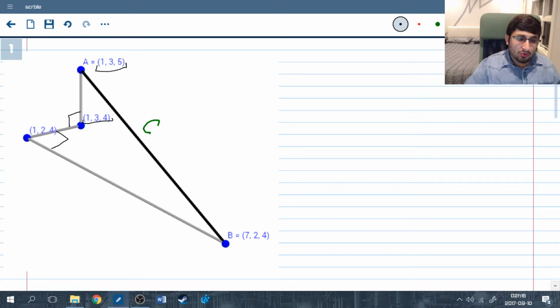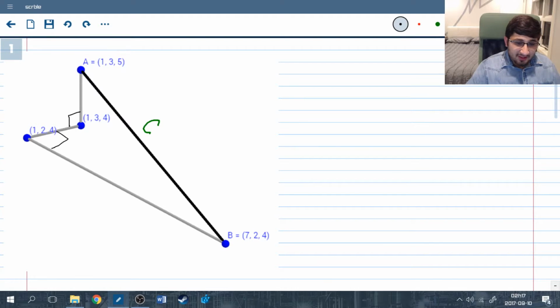You take two coordinates from point A. If you notice, I took the x and y coordinates, which are 1 and 3. But then you take the z coordinate from point B. Again, you don't have to do it in this order. You could do, for example, 7, 3, 5. Just take these two and this one. It doesn't really matter. However, now that we've done that, we have our first middle point.